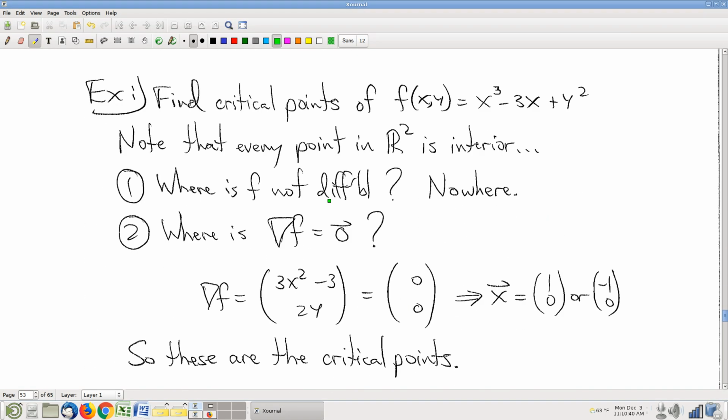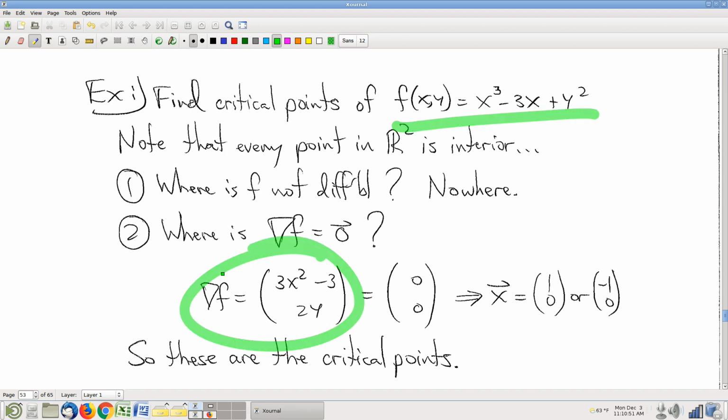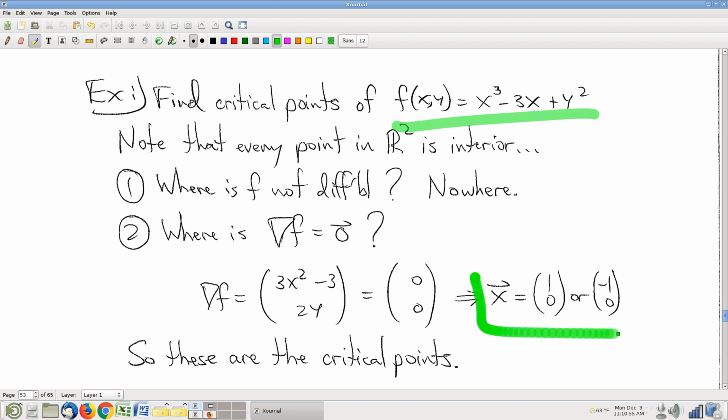And the algebra is what it is. So take the gradient, set it equal to 0. If you're looking at this function here, there's the gradient. Per the rules, set it equal to 0. I get these two critical points. Are these maxes? I don't think so. In fact, I know they're not maxes.